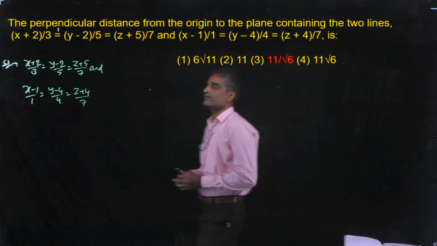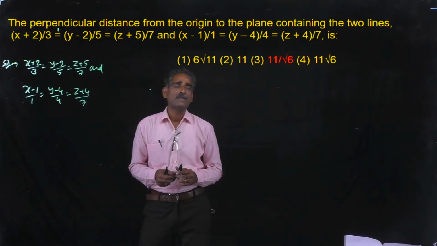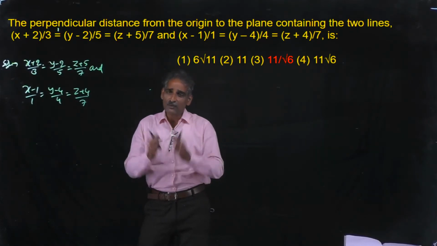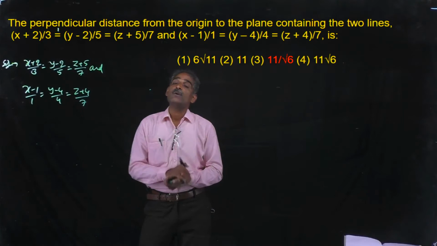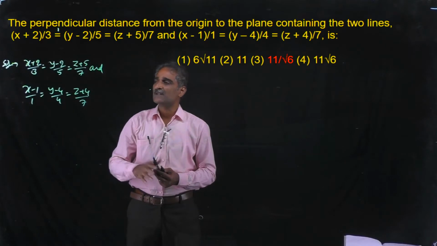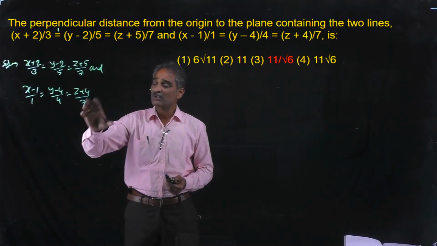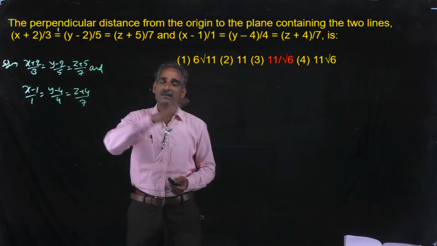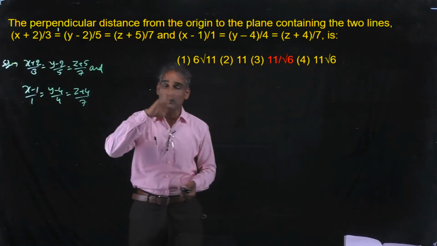Okay, see this problem. The perpendicular distance from origin to the plane containing these two lines. First of all, we have to find out the plane equation. After that, the distance from origin to the plane, we know that. So how to find the equation of the plane? These two lines lie on the plane, which means the DRs of the lines, 3, 5, 7 and 1, 4, 7, are the DRs of two lines on the plane. That means these two lines lie on the plane, and the points minus 2, 2, minus 5 and 1, 4, minus 4 also lie on the plane.